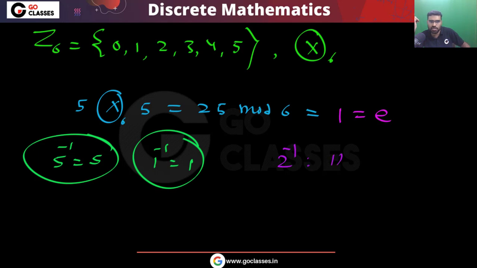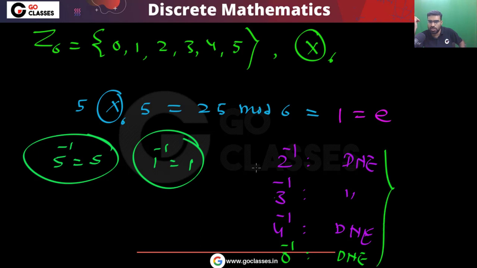This 2 inverse does not exist. Similarly, 3 inverse does not exist. Similarly, 4 inverse does not exist. And you can also notice that 0 inverse does not exist. So these elements do not have inverse. But I can say 1 and 5, they have inverse.